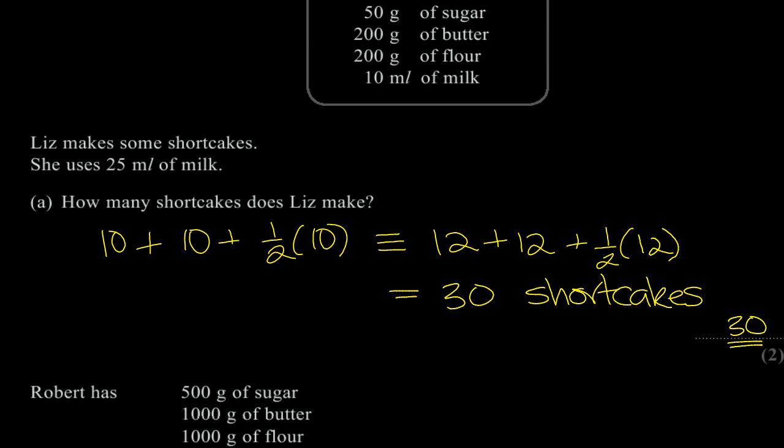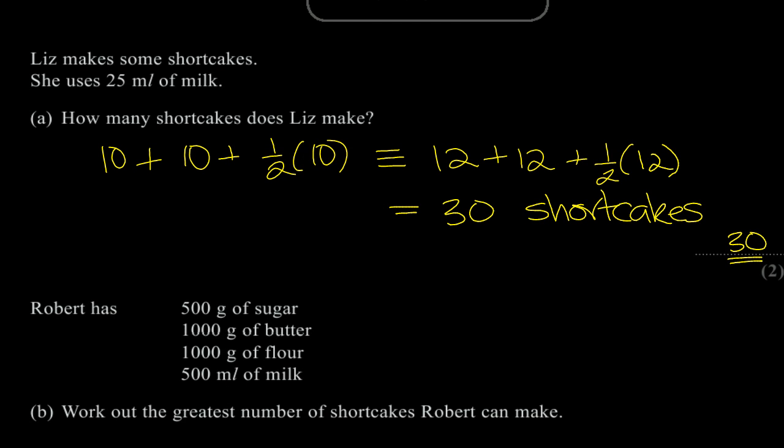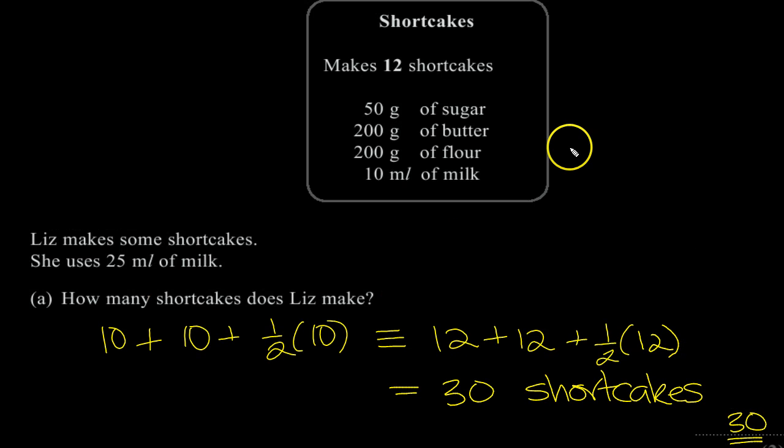Robert has 500 grams of sugar, 1000 grams of butter, 1000 grams of flour and 500 milliliters of milk. Work out the greatest number of shortcakes Robert can make. So he's got 500, 1000, 1500. The proportions are here: 50, 200, 200, 10.